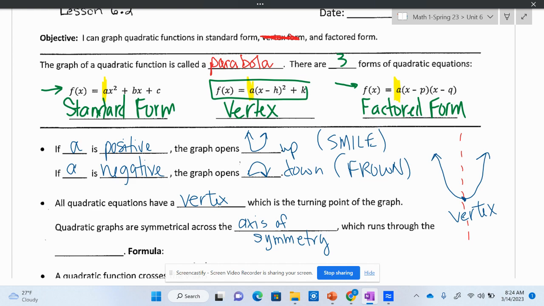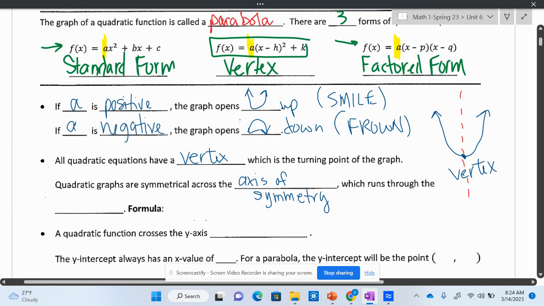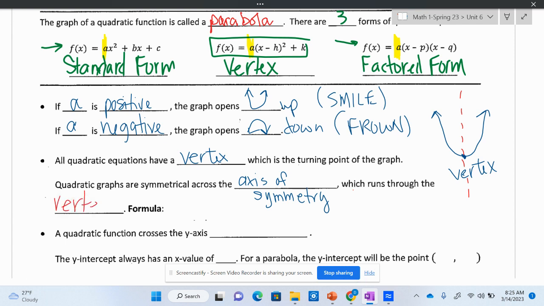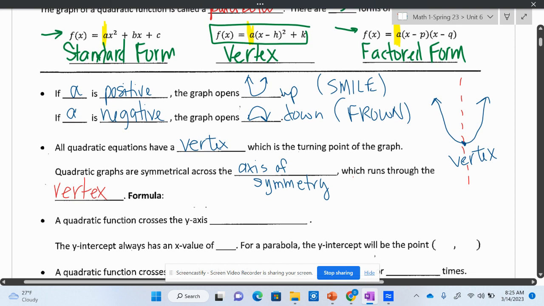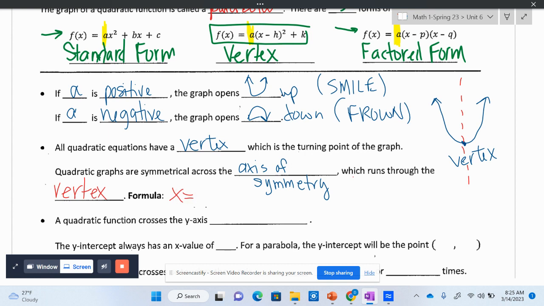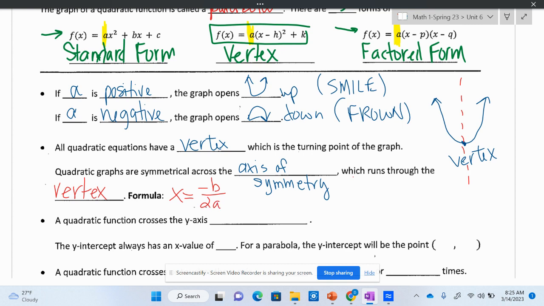So the formula that we use to calculate that, well, wait, hang on, it runs through the vertex. We need to put that word here. It runs through the vertex. And the formula that we use to calculate the axis of symmetry and the vertex, well, first of all, we start with the vertex. X equals negative b over 2a. So this is going to give you an x equals some number when you're done. And that's this axis of symmetry, AOS. That's what that's going to give you. X equals some number.